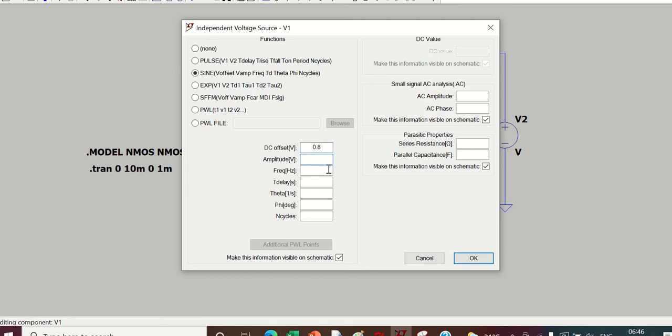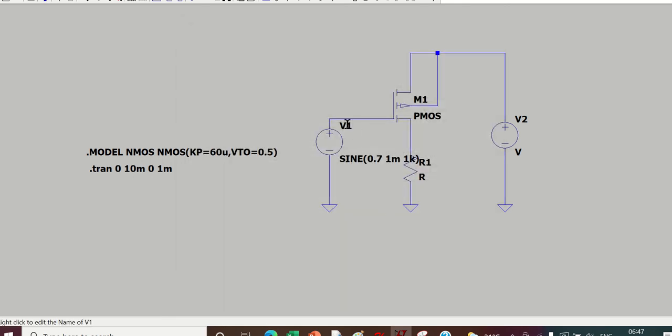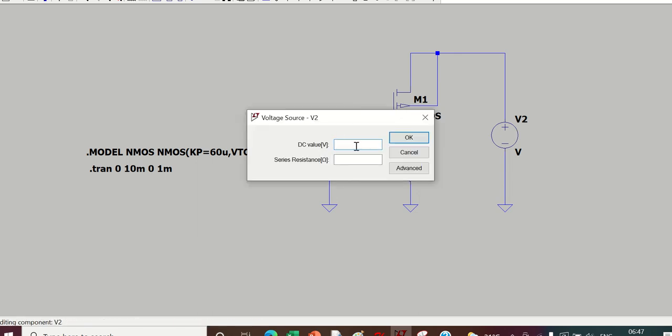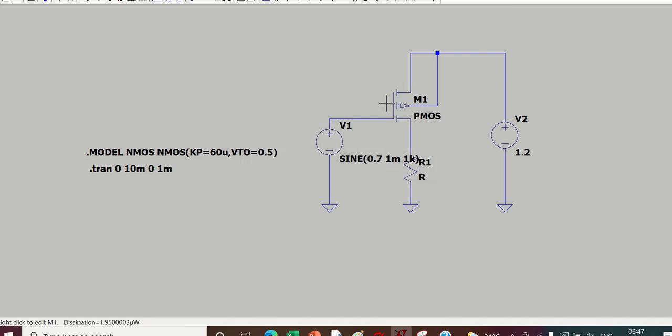Wait, I'll explain that. Maybe 0.7 we should. Amplitude 1 milli, that is the same, and frequency 1 kilohertz. Now it is 0.7 here. If I make this 1.2, that means this VGS is 1.2 minus 0.7. That means I'm actually giving 0.5 volts here, although I'm giving 0.7 here. 1.2 minus 0.7, that's why.